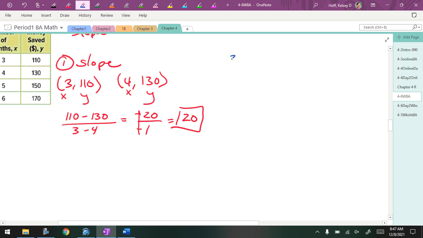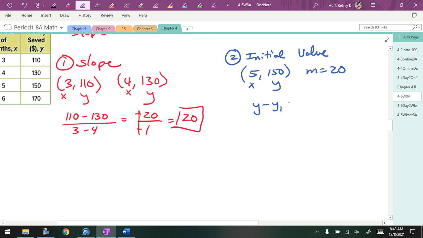All right, now we have to do our initial value. What do I need to find my initial value? We need my m, which we just said was 20. What else do we need? We need a point, right? Which point do you want to use? 5 comma 150? All right, you guys are crazy, but that's fine. Fill in your equation first, and then I'll check in with you. You've got to fill in y1, m, and x1.